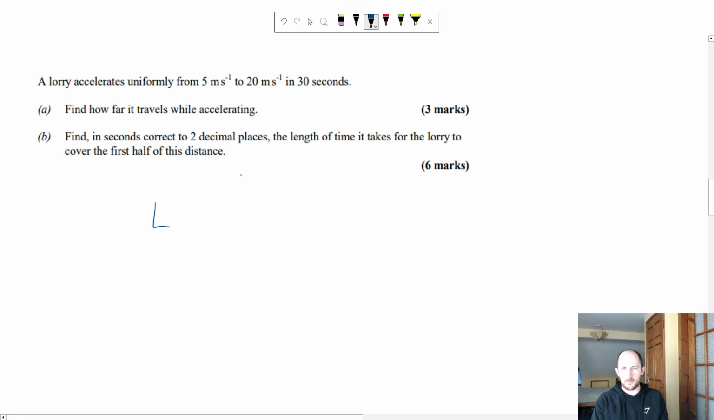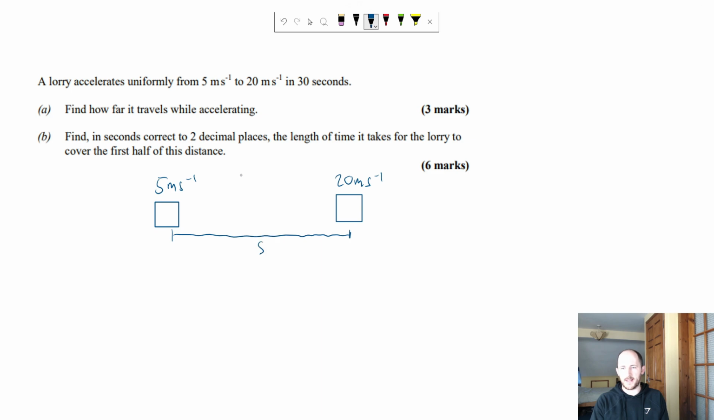So I'm going to represent the lorry as just a little box, and it goes from 5 meters per second, and it goes to 20 meters per second, and we want the actual distance that it travels in that time, and that time is 30 seconds. So again, we can write out our SUVAT equation. So we have S is equal to don't know, that's what we want, U is equal to 5, V is equal to 20, A is equal to don't know, and T is equal to 30.